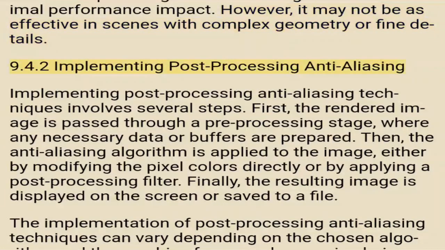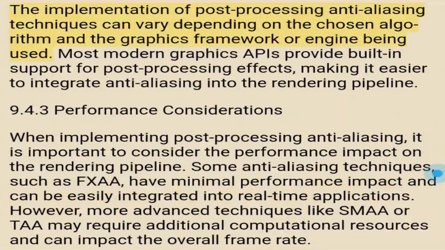9.4.2 Implementing Post-processing anti-aliasing. Implementing post-processing anti-aliasing techniques involves several steps. First, the rendered image is passed through a pre-processing stage, where any necessary data or buffers are prepared. Then, the anti-aliasing algorithm is applied to the image, either by modifying the pixel colors directly or by applying a post-processing filter. Finally, the resulting image is displayed on the screen or saved to a file. The implementation can vary depending on the chosen algorithm and the graphics framework or engine being used. Most modern graphics APIs provide built-in support for post-processing effects, making it easier to integrate anti-aliasing into the rendering pipeline.